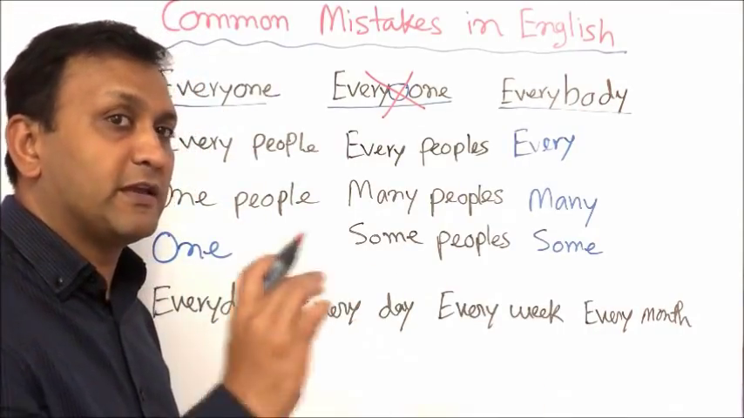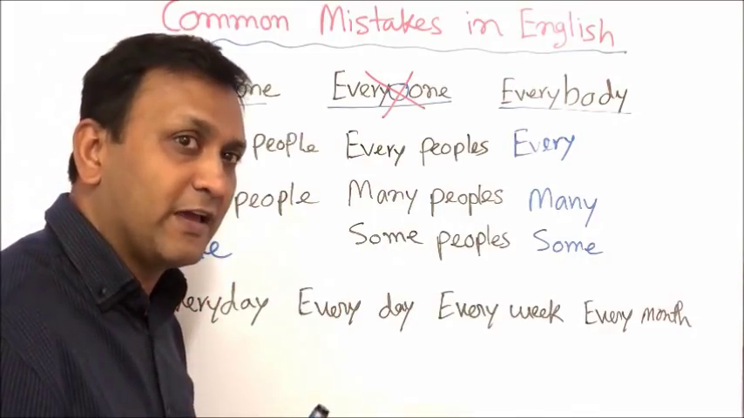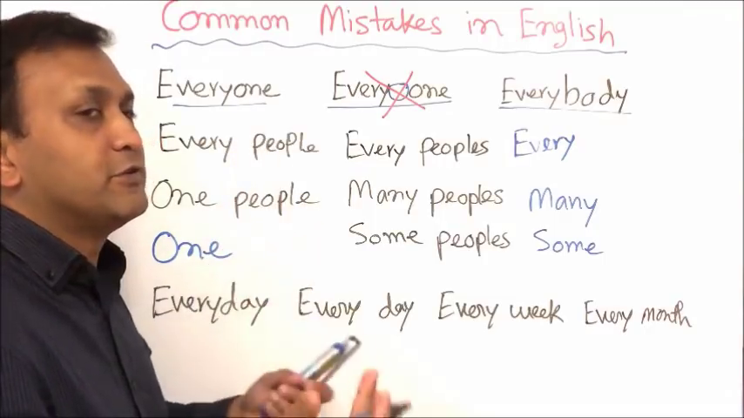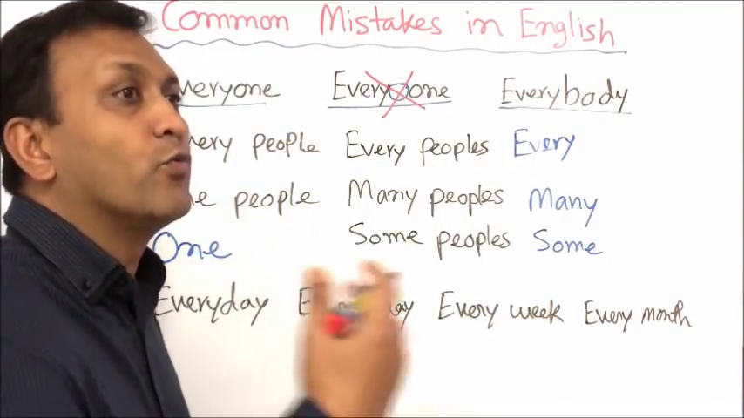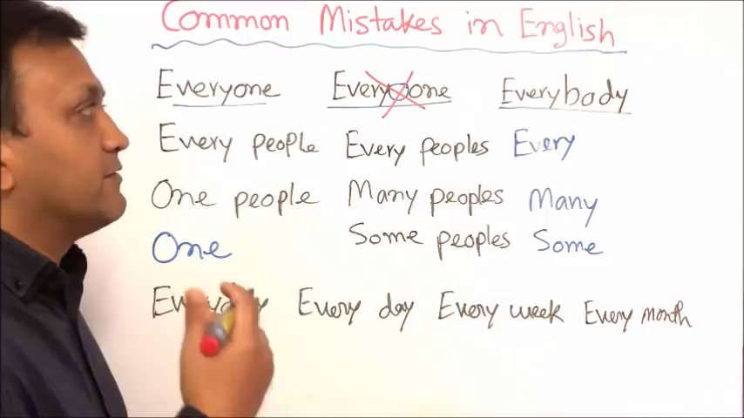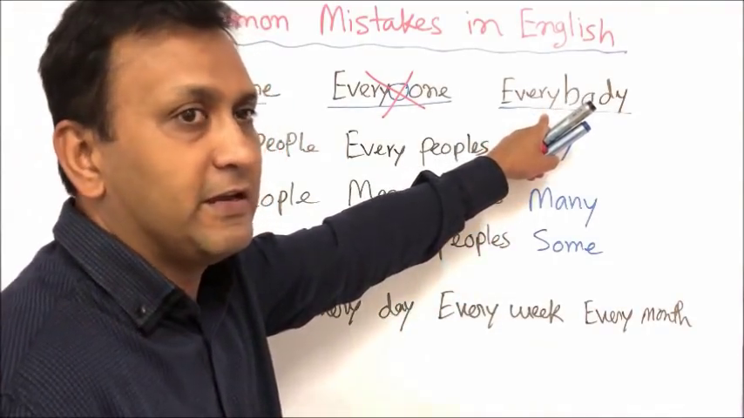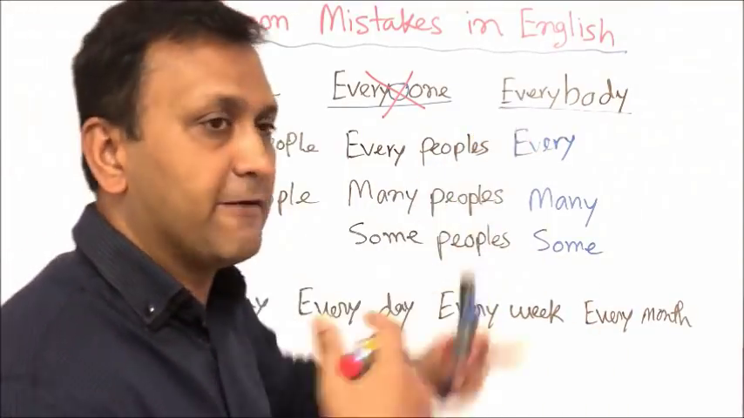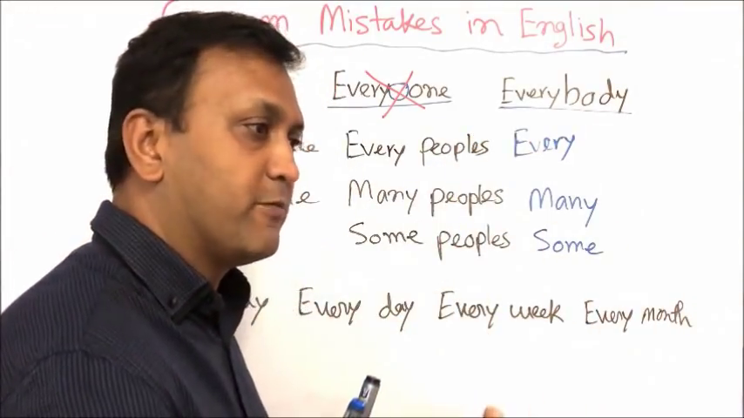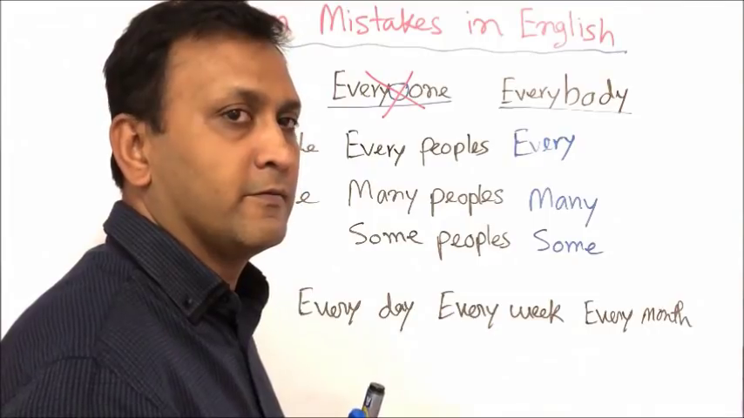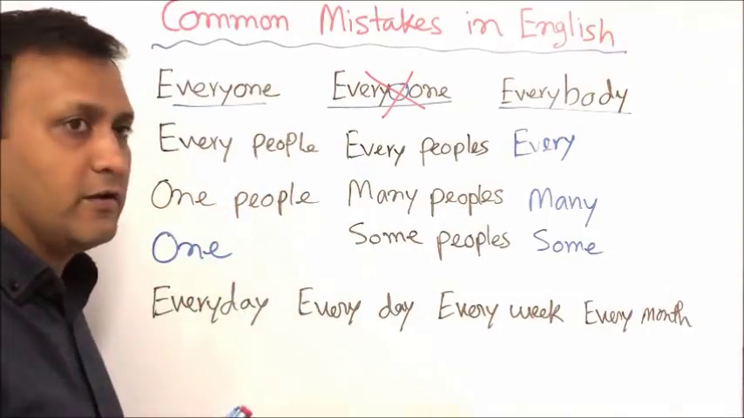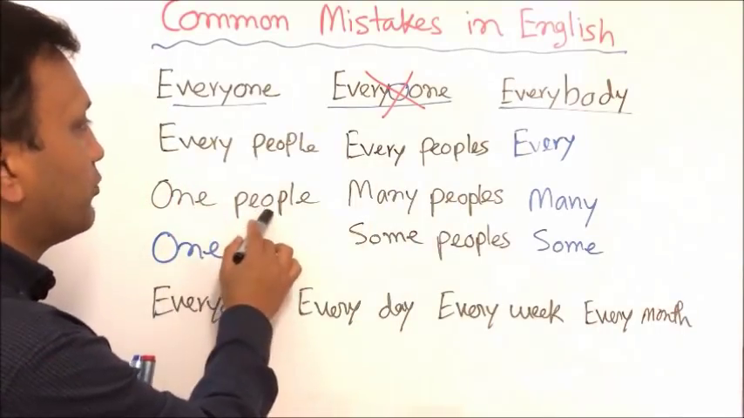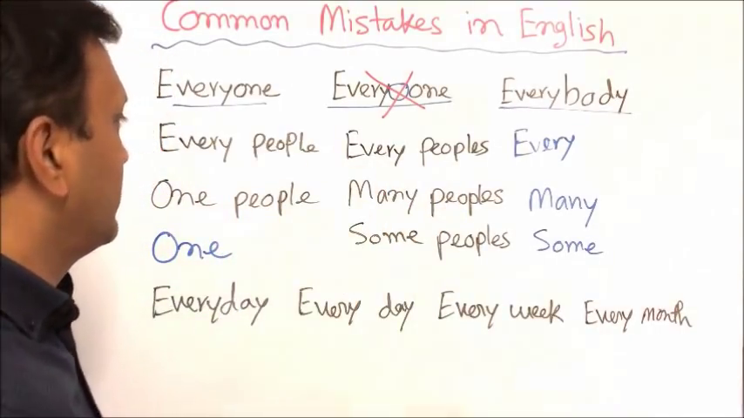So if you say everyone is, in the past, what are you going to say? Everyone was. In future, obviously very simple, everyone will. Similarly, everybody, it has the same meaning as everyone. So where you can say everyone is, you can say everybody is. Everybody was. Then in the second and third line, I have written every people, every peoples, one people, many peoples.